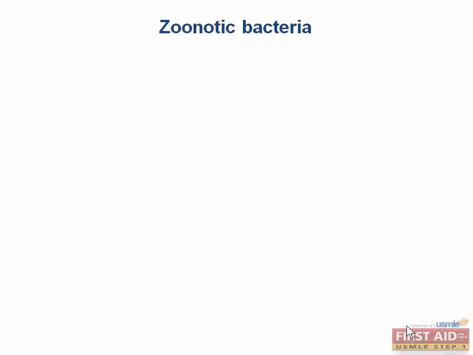Zoonotic infections primarily affect animals, and humans become hosts by accident. Transmission is usually via direct contact with the animal in question. There are a lot of bugs listed here, and you can go through all of them in time, but I'm going to talk about the really high-yield ones that are likely to show up on your boards.